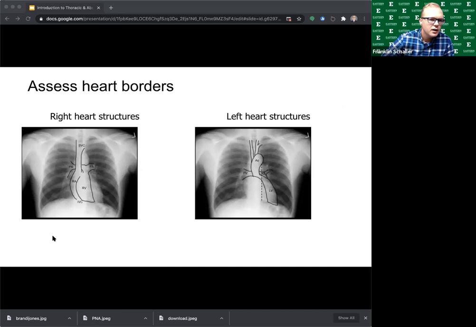Thinking about assessing the heart borders. So we have our right heart structures and our left heart structures. And the heart borders may become difficult to distinguish from the lung fields as a result of different pathologies. So maybe consolidation. And this can cause an increased opacity of the lung tissue, like pneumonia. So if we ever notice any loss of definition of the right heart border, that's probably gonna end up being associated with a right middle lobe consolidation. And if we have loss of definition of the left heart border, then perhaps there is some type of lingular consolidation or pneumonia going on there.